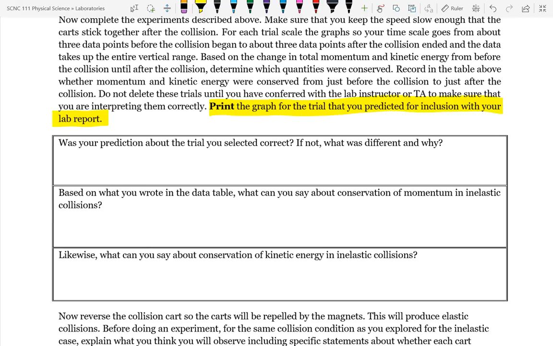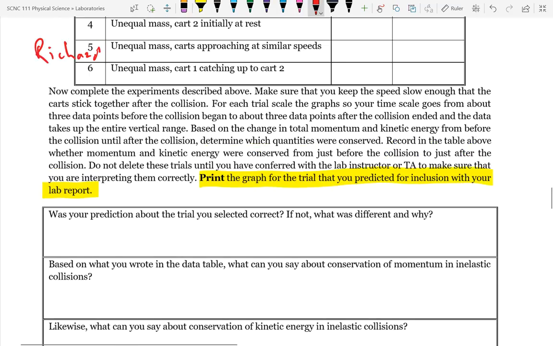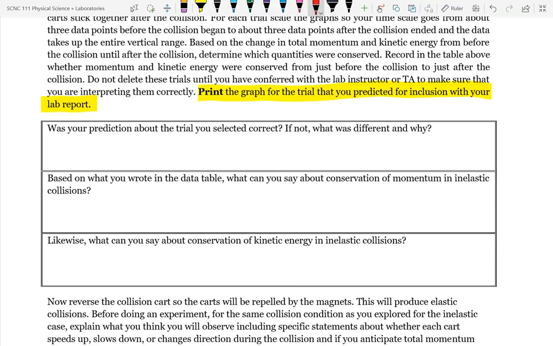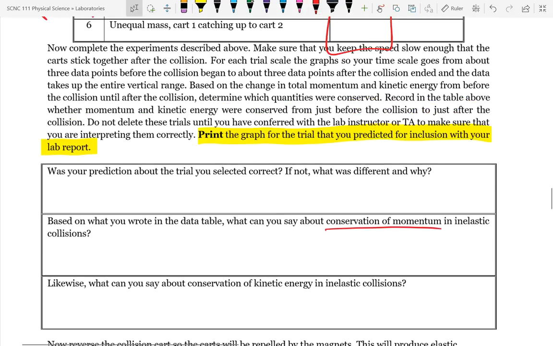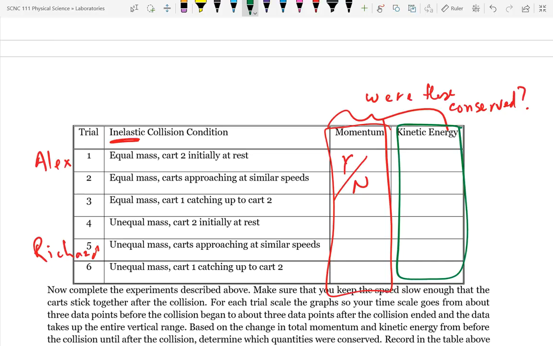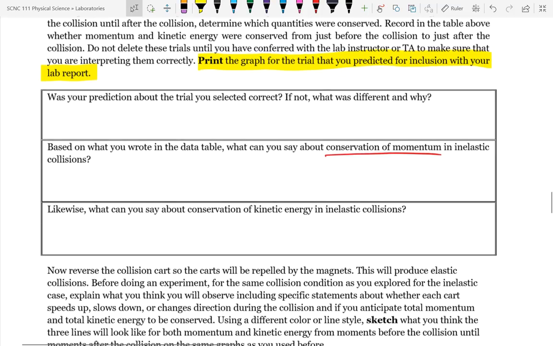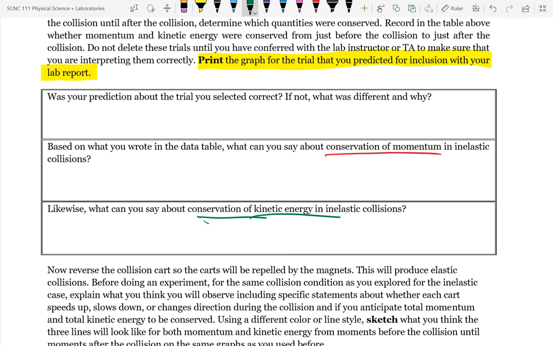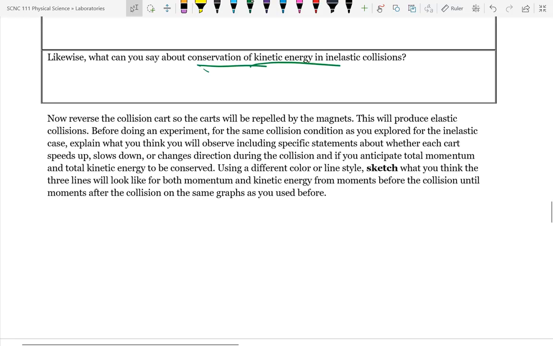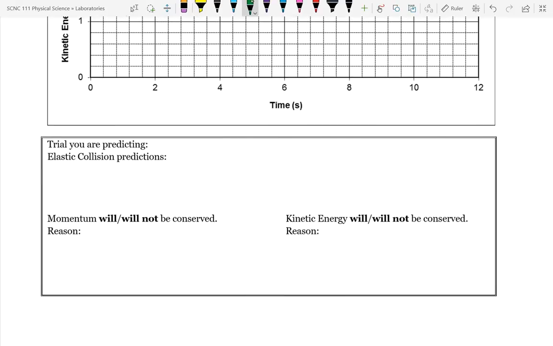Then we have, based on what you wrote in the data table, that is based on this column here, was momentum conserved? And then the last question on this, based on this column, was kinetic energy conserved? Now that you've gotten this far, you rinse and repeat doing elastic collisions instead of inelastic collisions. So staying with the same trial. So I did trial 5 before, so I'm going to do trial 5 again.